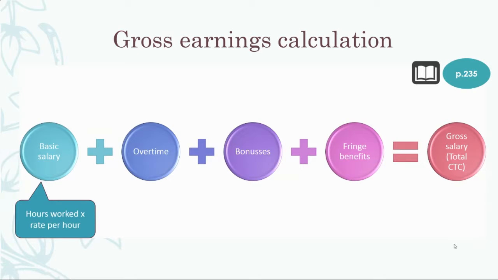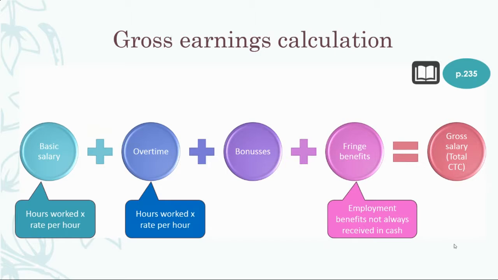Okay, so this is how we calculate the gross earnings or the gross salary. Now, your basic salary is based on the hours worked and the rate per hour. That is the same for salaried employees as well as wage employees. Wage earners are based on a weekly amount, whereas salary earners are on a monthly amount. Then your overtime would be based on the hours that you worked in excess of your normal working hours times the rate per hour. Now remember, your overtime rate will be higher than your normal working rate. And the bonuses is what is being paid out.